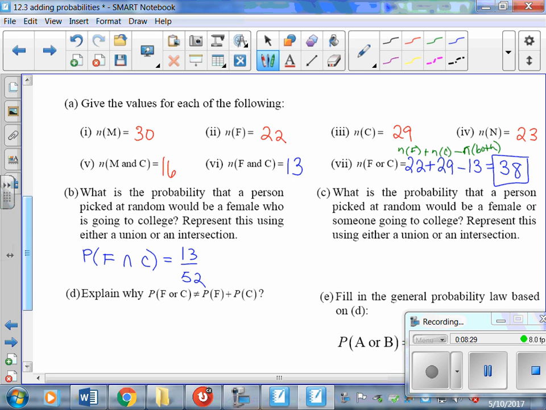What is the probability that a person picked at random would be a female or someone going to college? So this one we're going to have the probability of F or C, which actually we did right up here. And the number was 38 out of the total, which is 52.